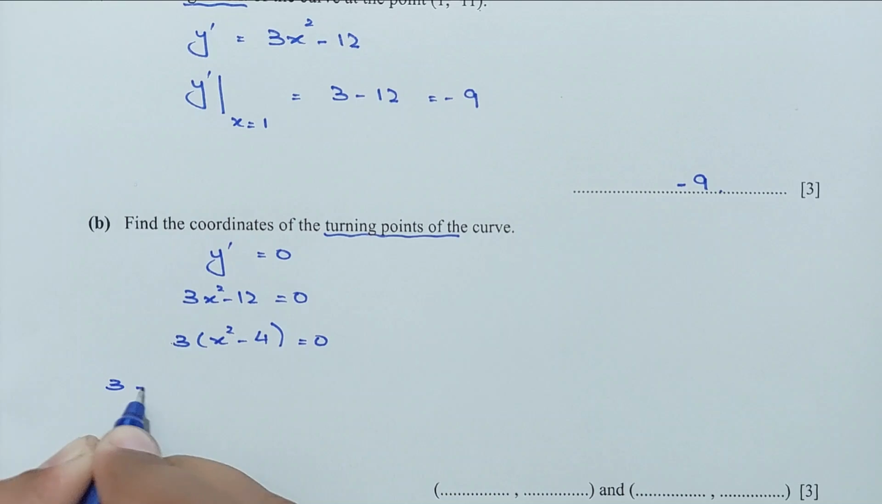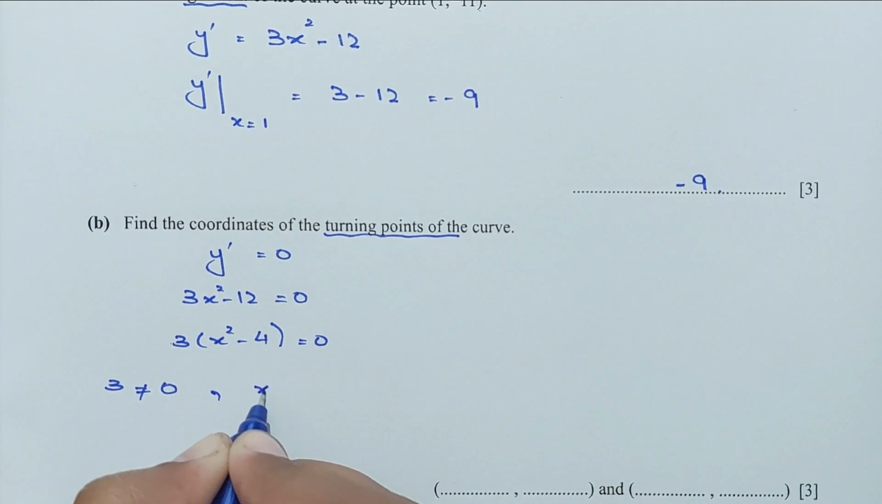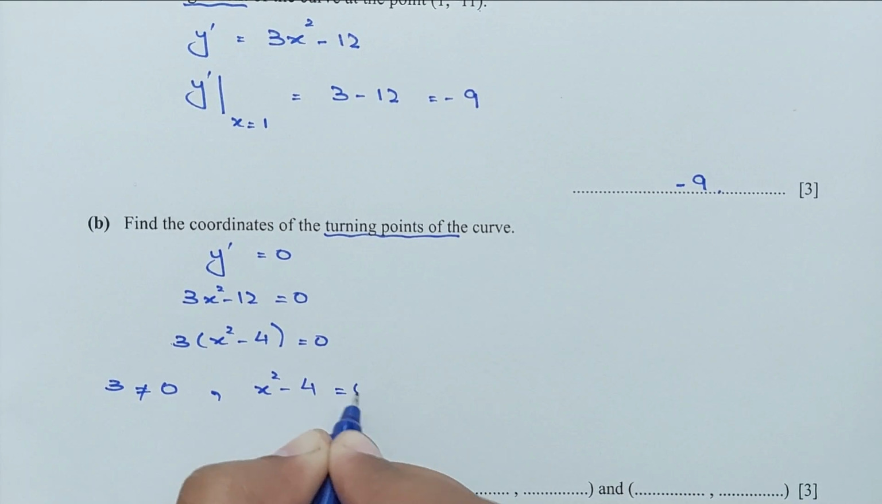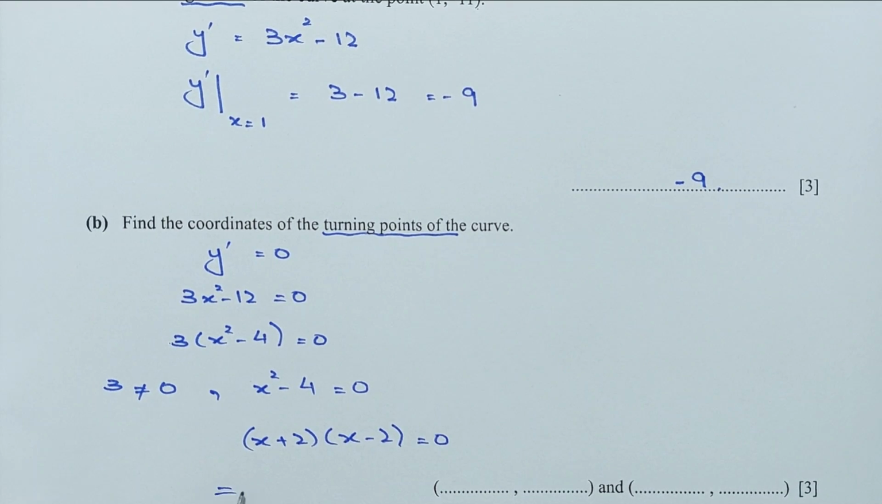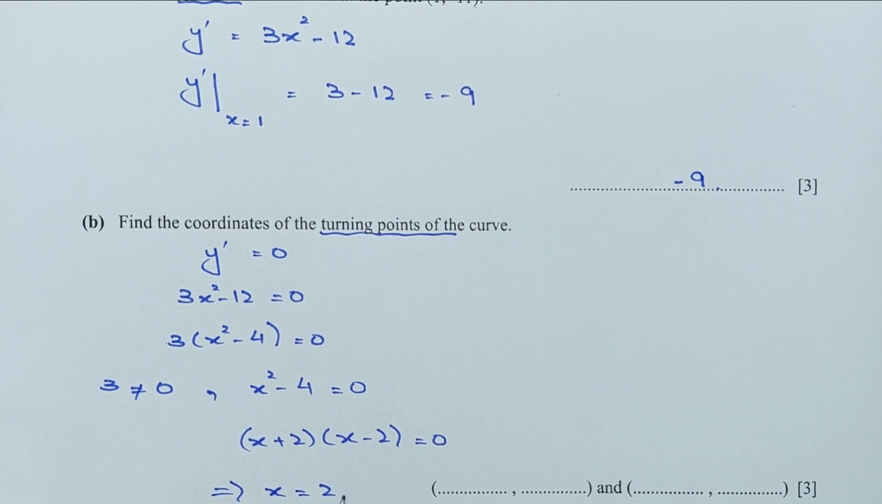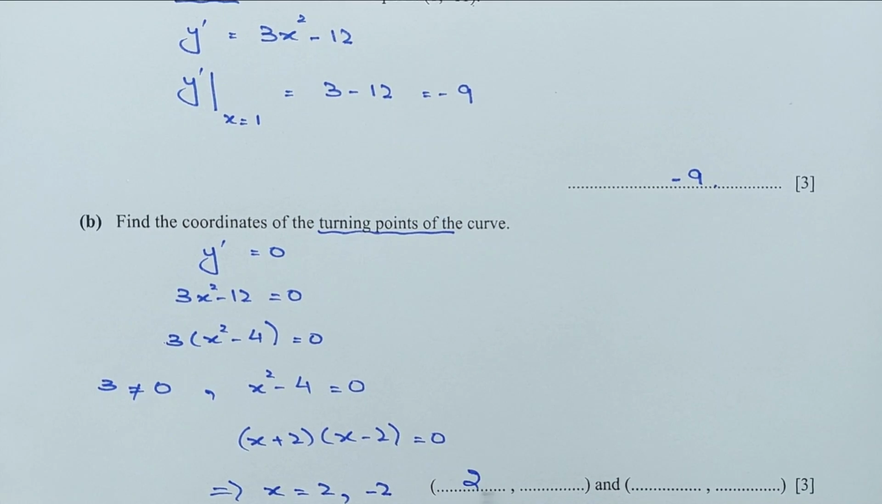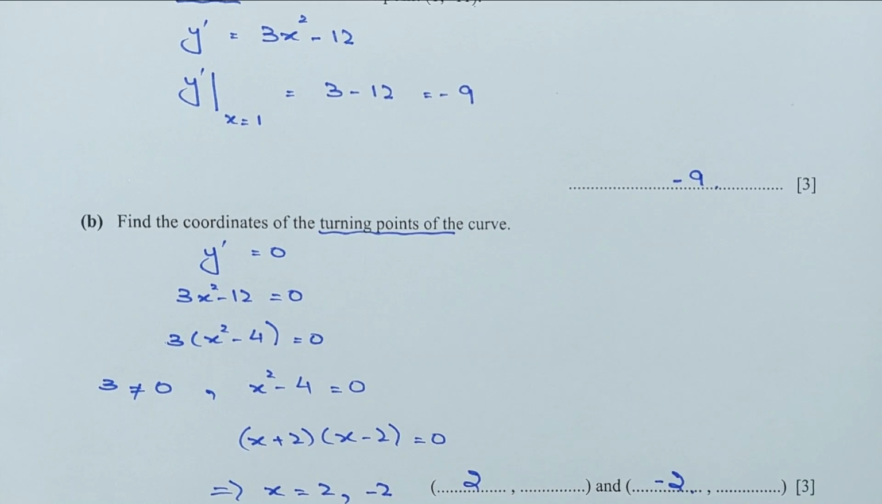3 is not equals to 0. So from here, x square minus 4 equals to 0. And this should be x plus 2 and x minus 2. This is equals to 0, and from here we have two x values, which is 2 and minus 2. So 2 and minus 2 are the x coordinates. Now let me solve for the y coordinates.